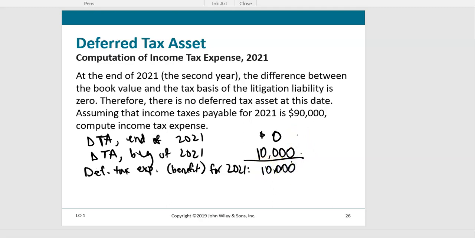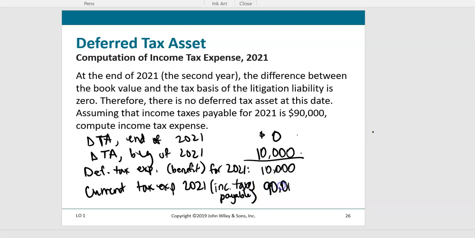But we're going to take the beginning minus the ending, and we're going to see that it's deferred tax expense in the year 2021. The current tax expense for 2021, this is also the same as income taxes payable. This is just the amount that we owe the IRS based on our IRS form, 90,000. And this we've now reconciled to income tax expense for 2021 of 100,000. That's the amount that we're going to report on the income statement.